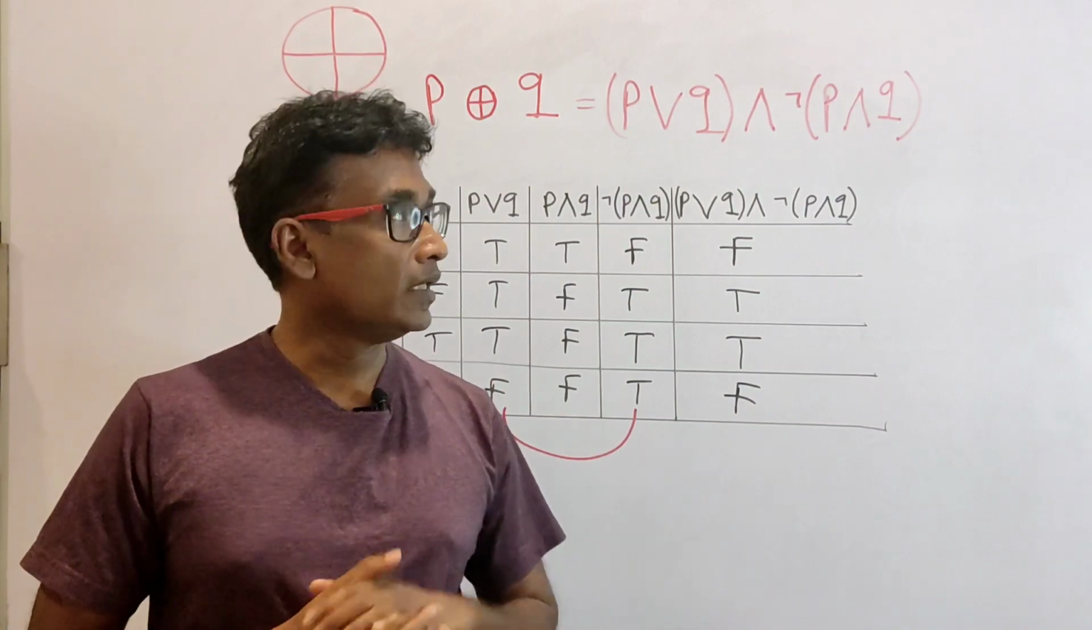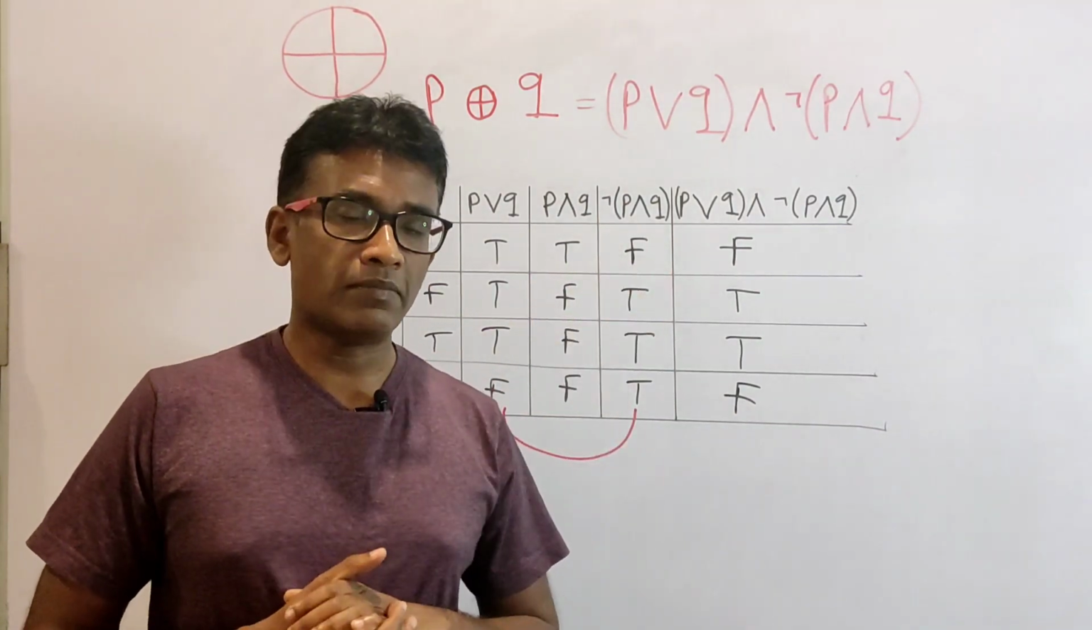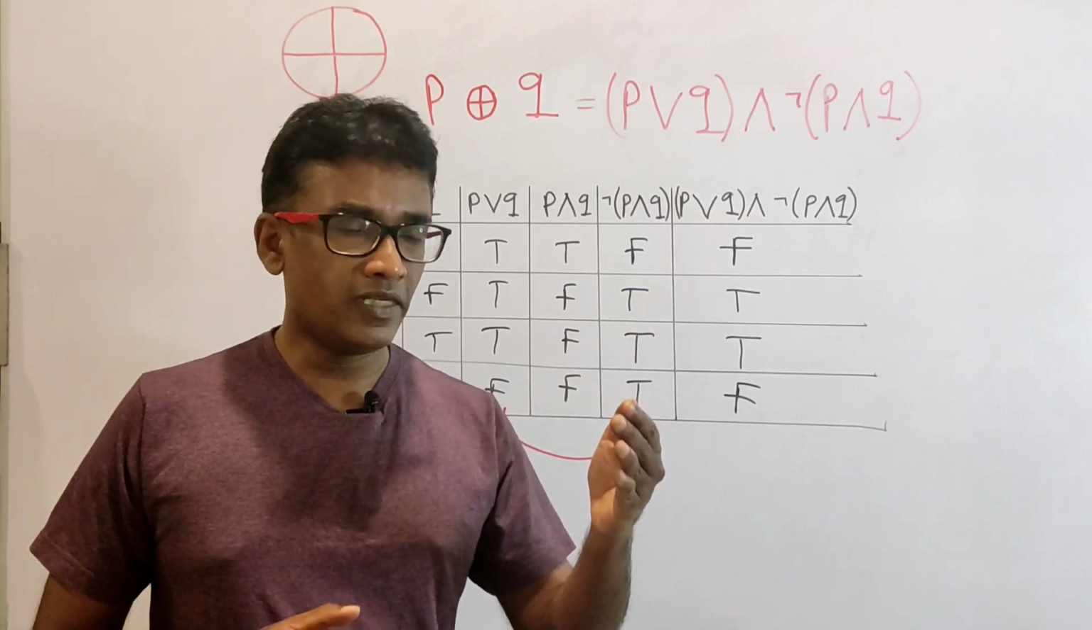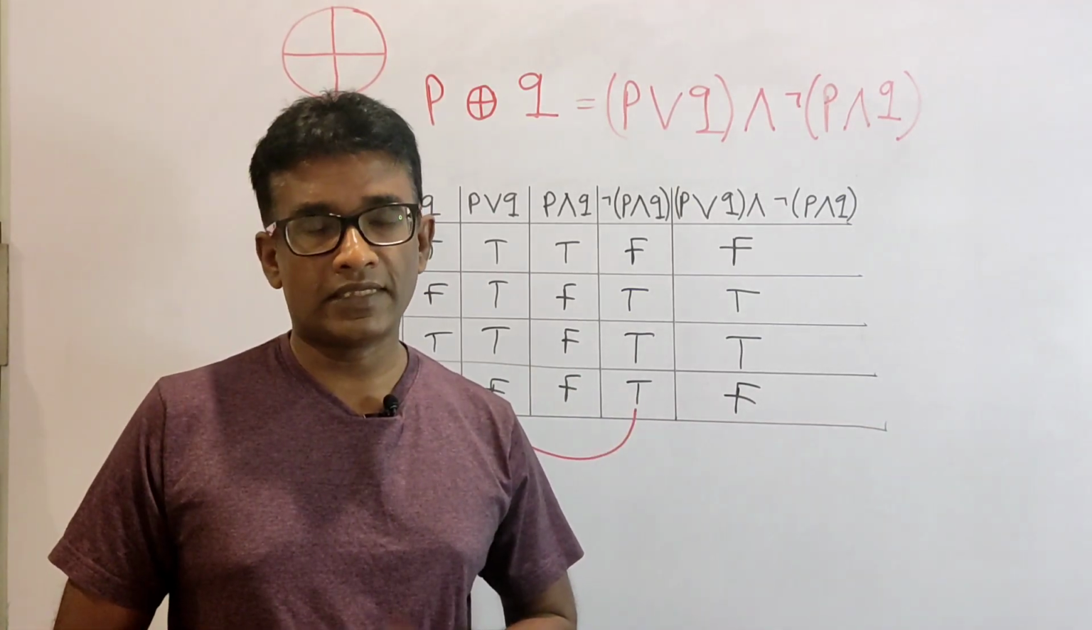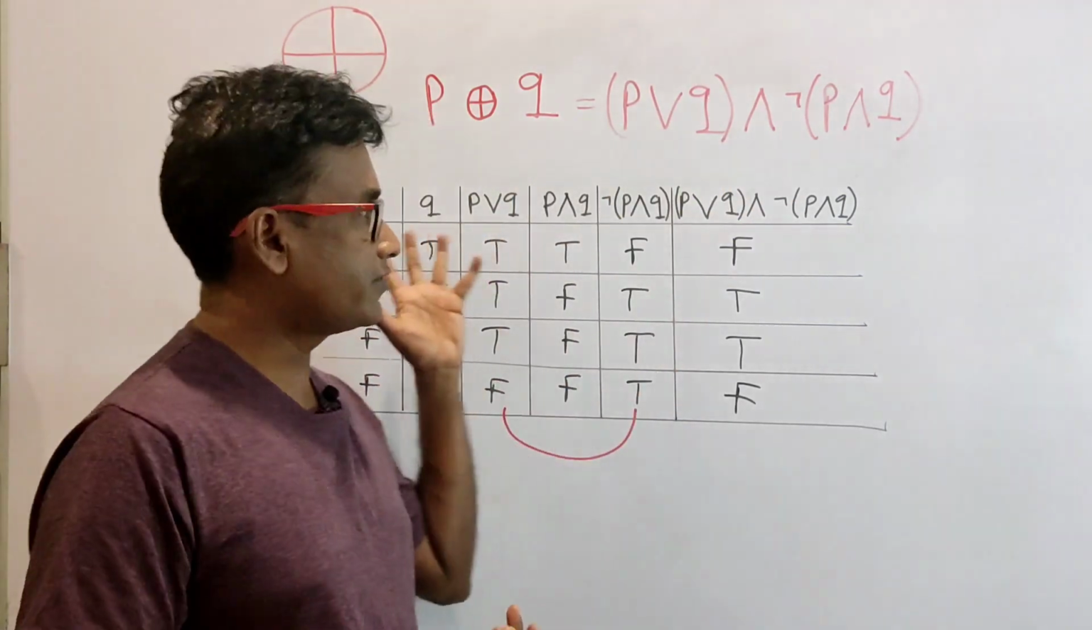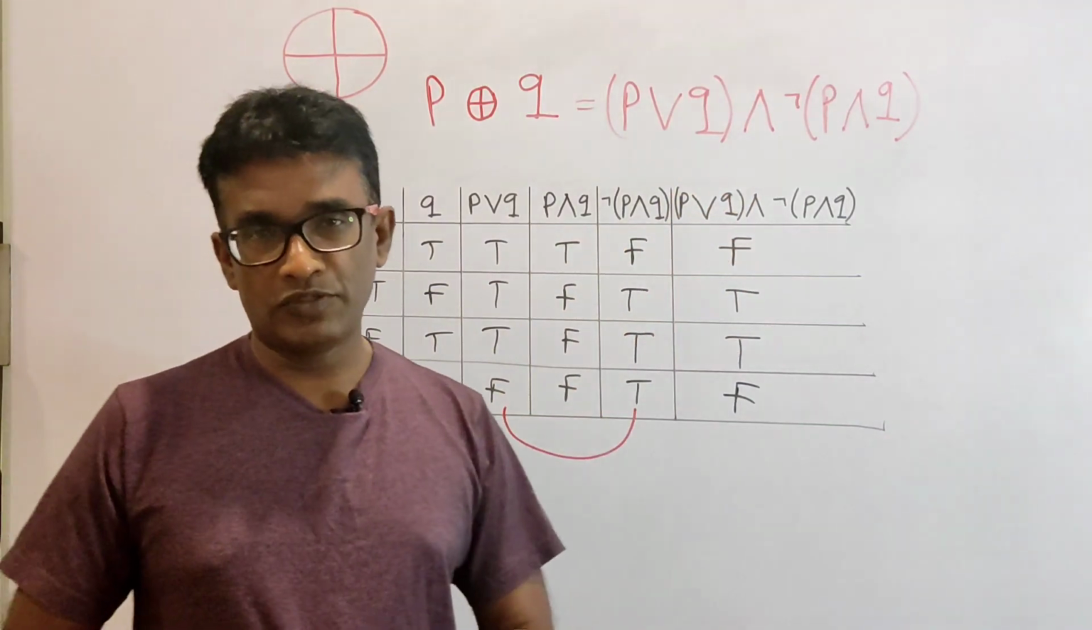In summary, we looked at the truth tables of negations, conjunctions, disjunctions, unidirectional and bidirectional implications, and finally we looked at the concept of exclusive OR, and we constructed the truth table for exclusive OR as well.